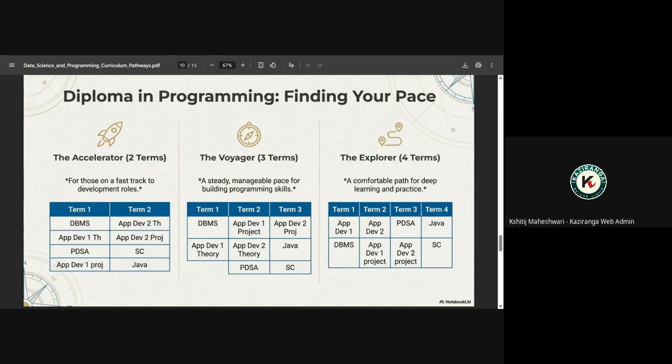Okay, so 5 courses of what? Like the data science side. Yeah, data science diploma. In total, we have 6 courses, no? So how are 5 courses left? I did not get your question.